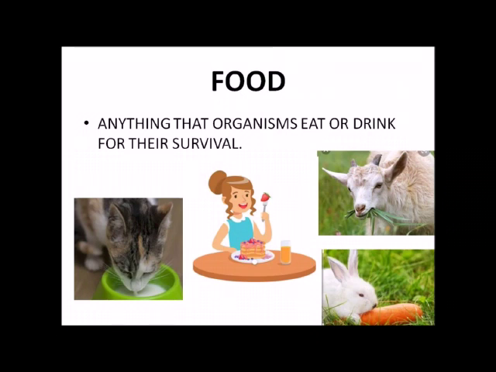For example, if you can see on your screen, rabbit eats carrot. Cat is very fond of milk. Birds eat seeds. Then think of a goat. What does goat eat? Goat usually eats grass, right? So we can see that different organisms eat different types of food according to their taste, according to their digestion system, according to their body design. So food is anything that organisms eat or drink for their survival, which provides energy to the organisms.